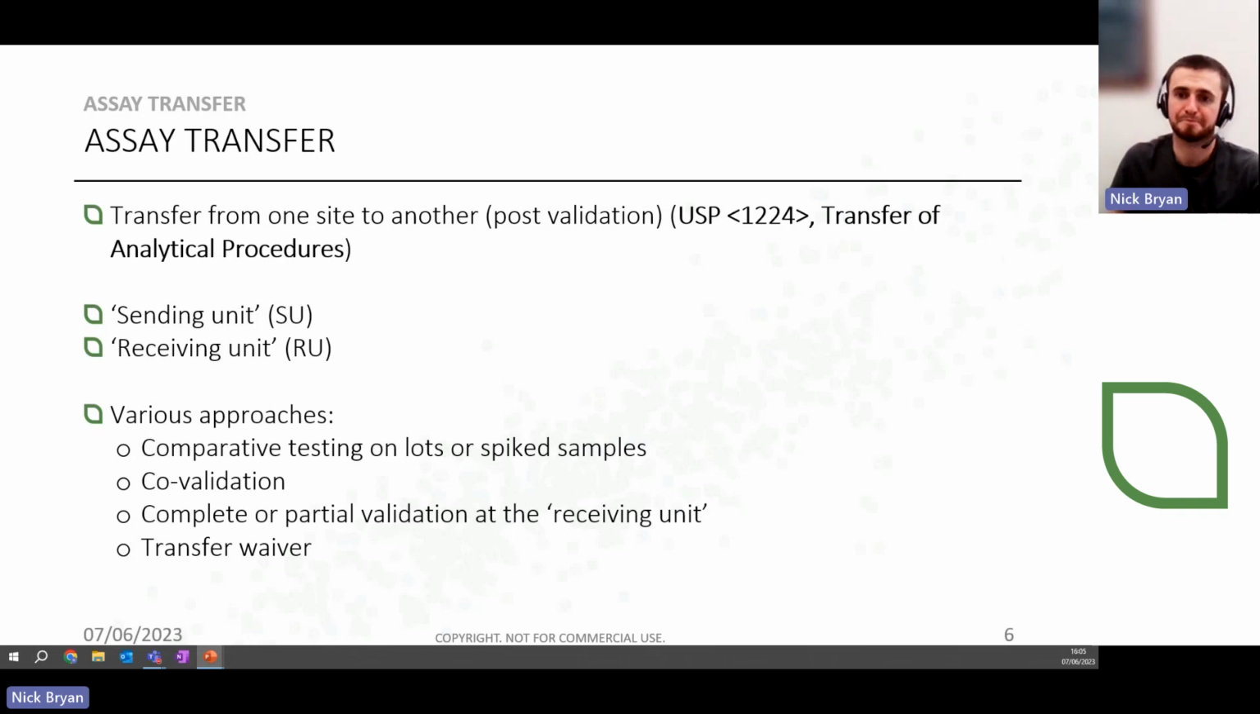But comparative testing can also be done using some intentionally prepared samples, such as for an impurity test, you might look at spiking in a particular known amount of an impurity into a sample and see if the new laboratory can detect that same impurity.